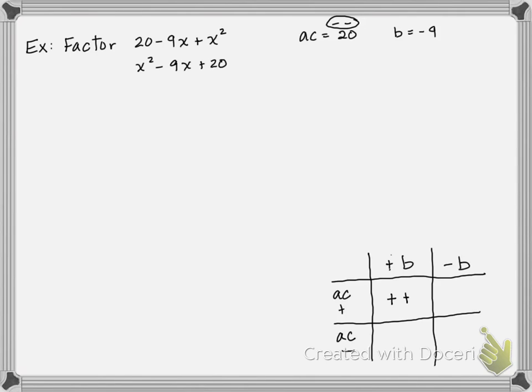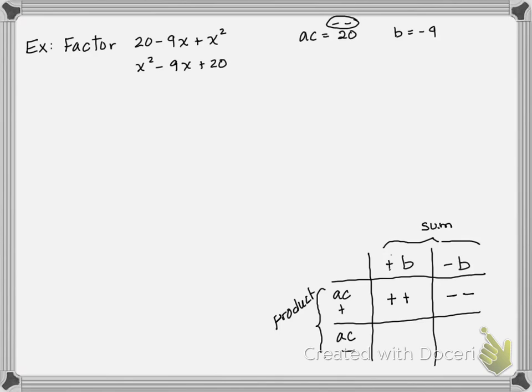If they add to a negative, they are both negative. This is my product. This is my sum. So a positive times a positive is positive. A positive plus a positive is also positive. And then a negative times a negative is positive, and a negative plus a negative is negative.